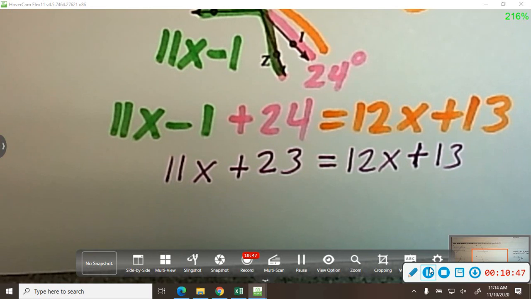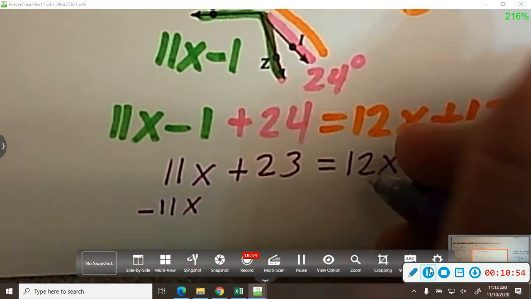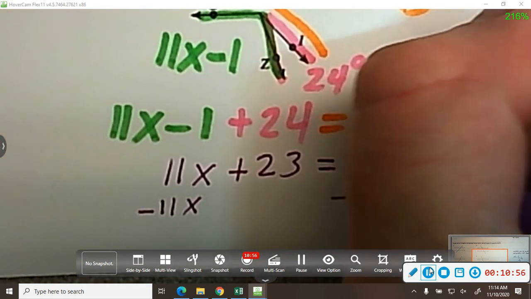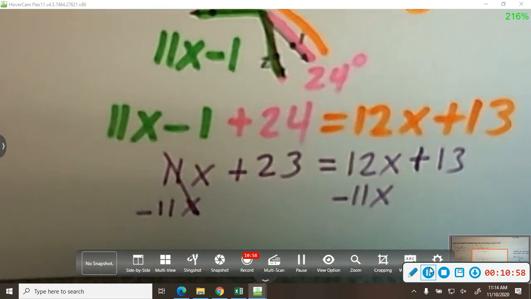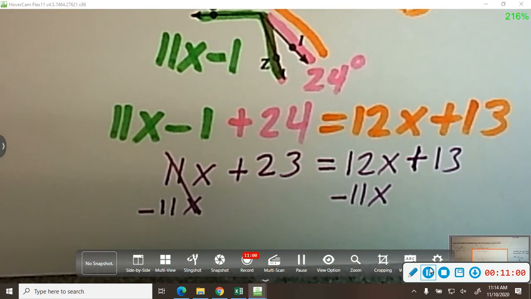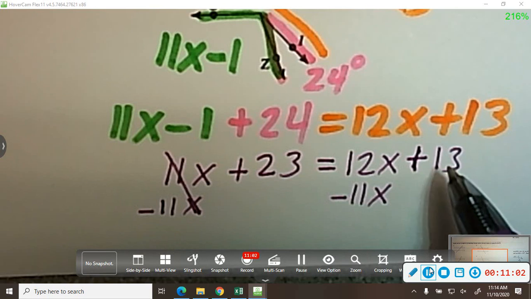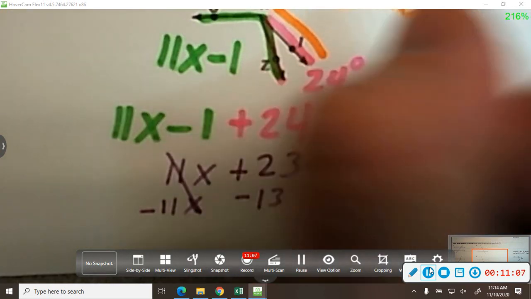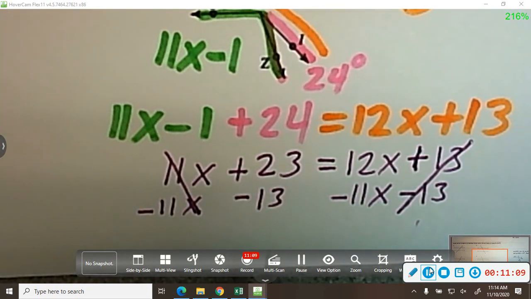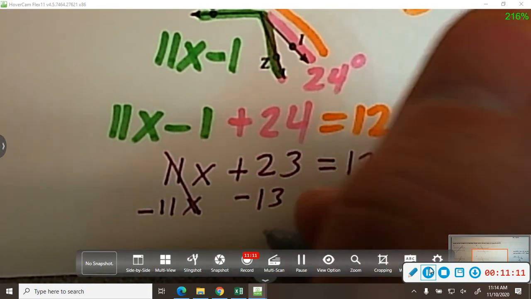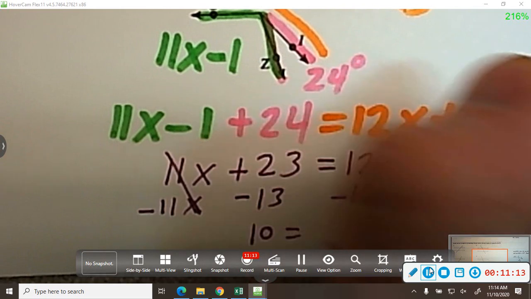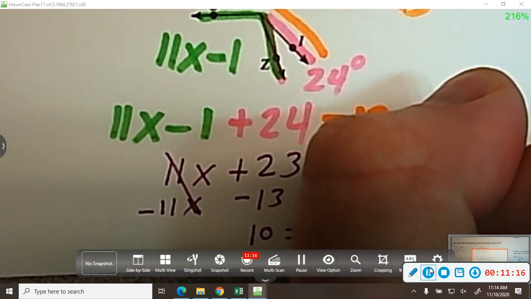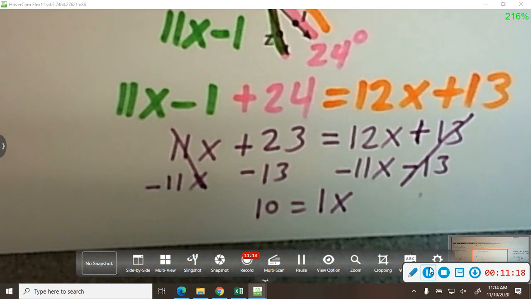And then there's many ways to solve this. I think the way I would do it is I would minus 11x from both sides. And then I like to do two steps at once. So minus 11x, I could also minus 13. And I got 23 minus 13 is 10. 12 minus 11 is 1. So I get x is 10.